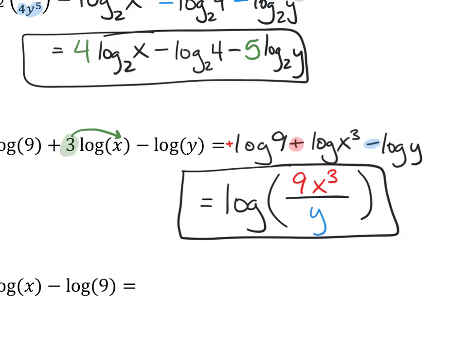Extra bonus question. I was not writing a base on this one. Why? Now, what base is there when it just says log with no number? 10. This is called a common logarithm, so we know the base is 10. We just don't have to show it because it's super common.